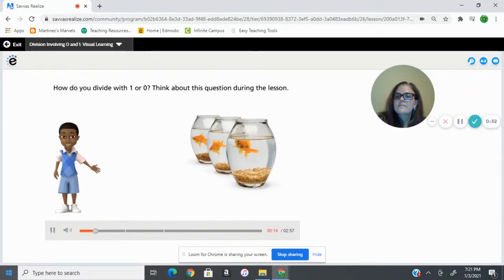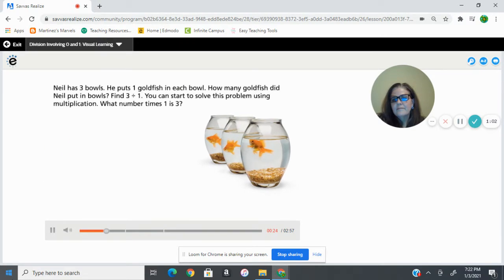Goldfish make great pets. How do you divide with 1 or 0? Think about this question during the lesson. Neil has 3 bowls. He puts 1 goldfish in each bowl. How many goldfish did Neil put in bowls? Find 3 divided by 1. You can start to solve this problem using multiplication. What number times 1 is 3?